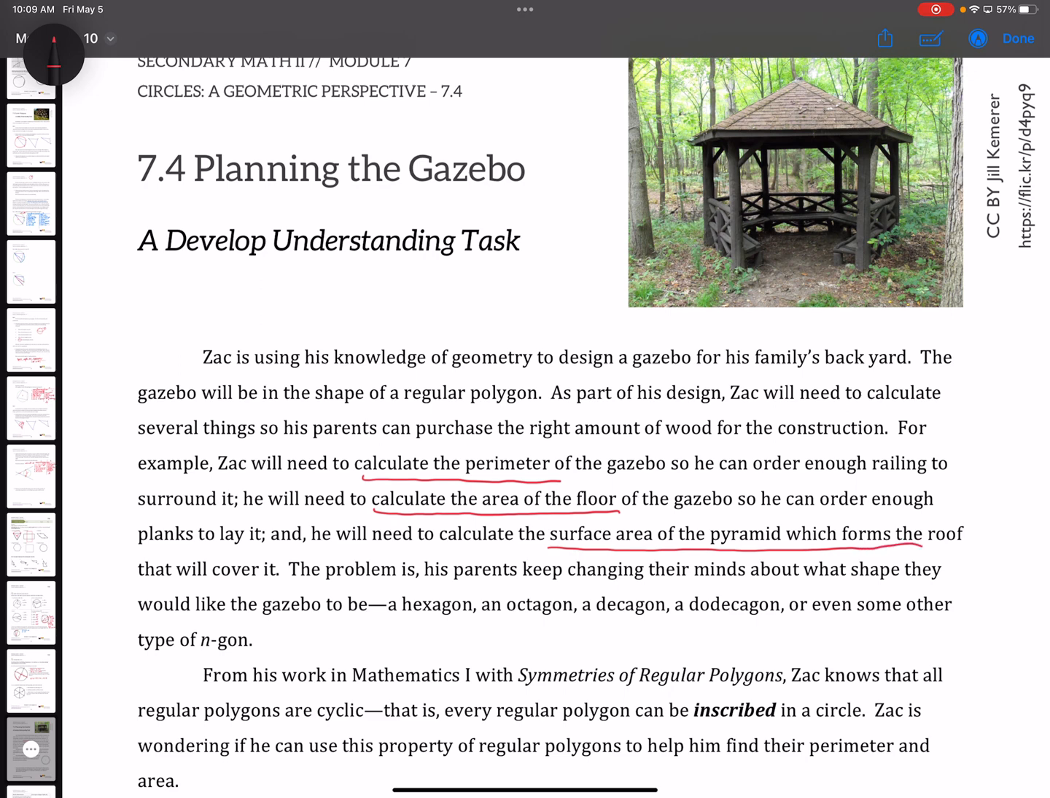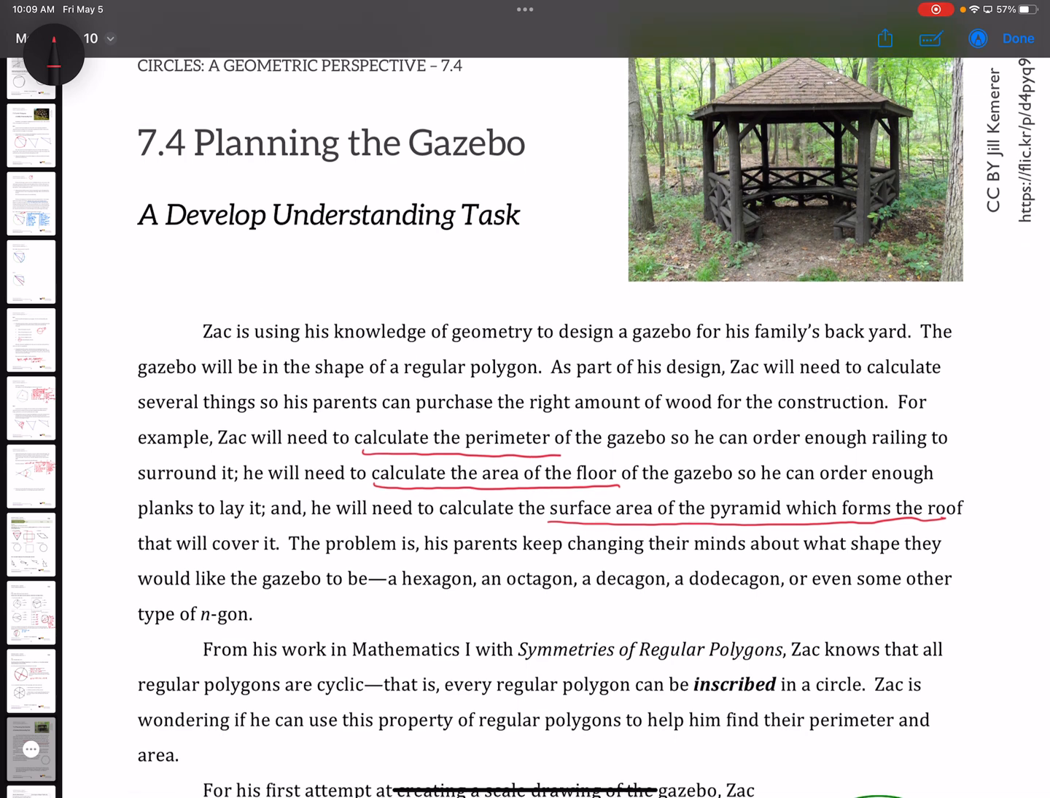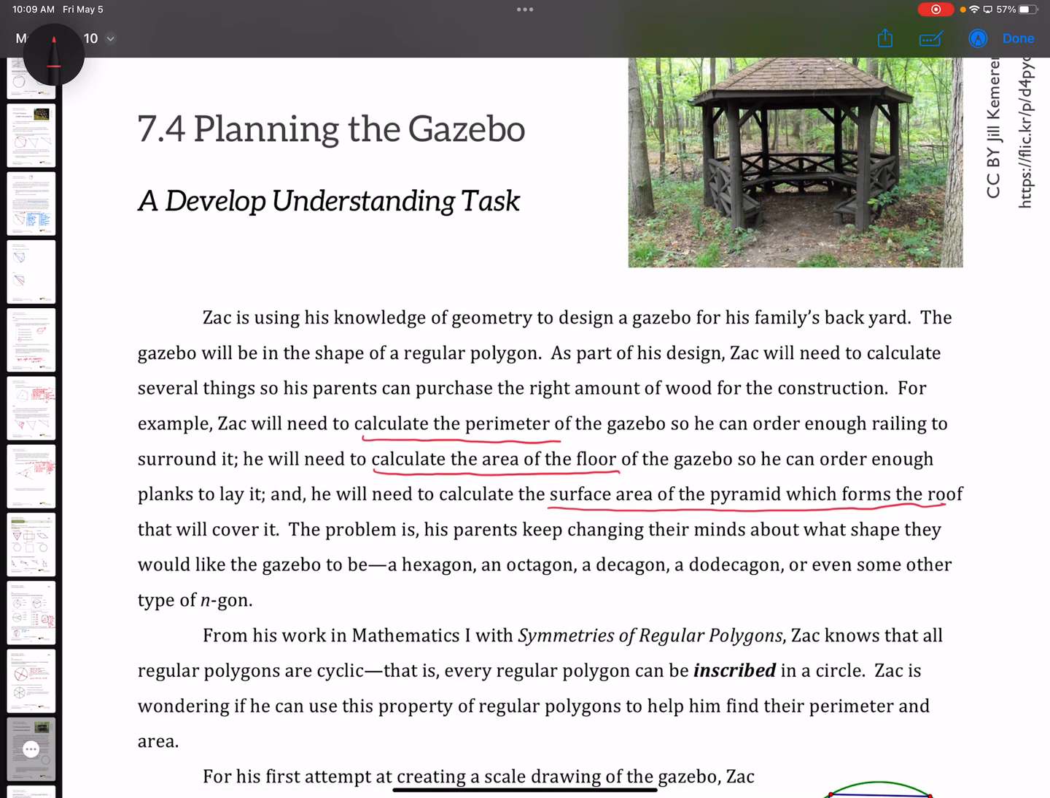The problem is, his parents keep changing their minds about what shape they would like the gazebo to be. A hexagon, an octagon, a decagon, a dodecagon, or even some other type of engon. Ugh, parents, am I right?